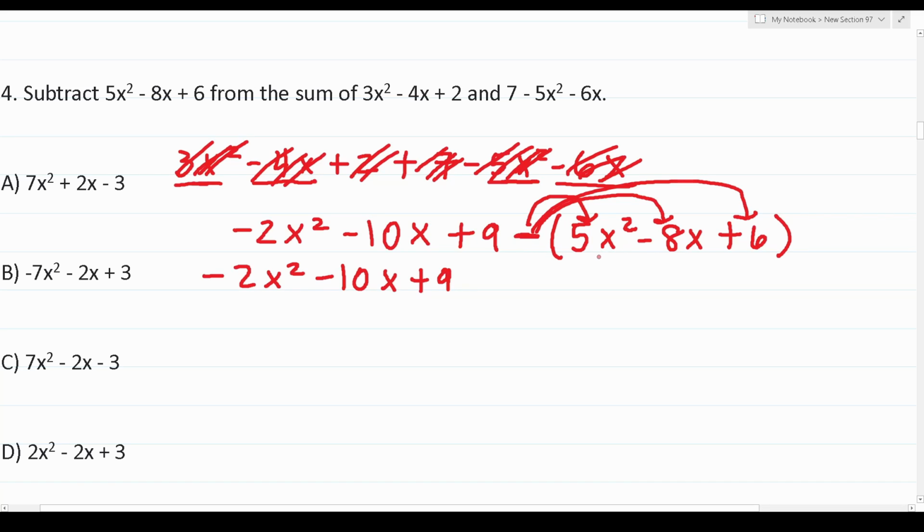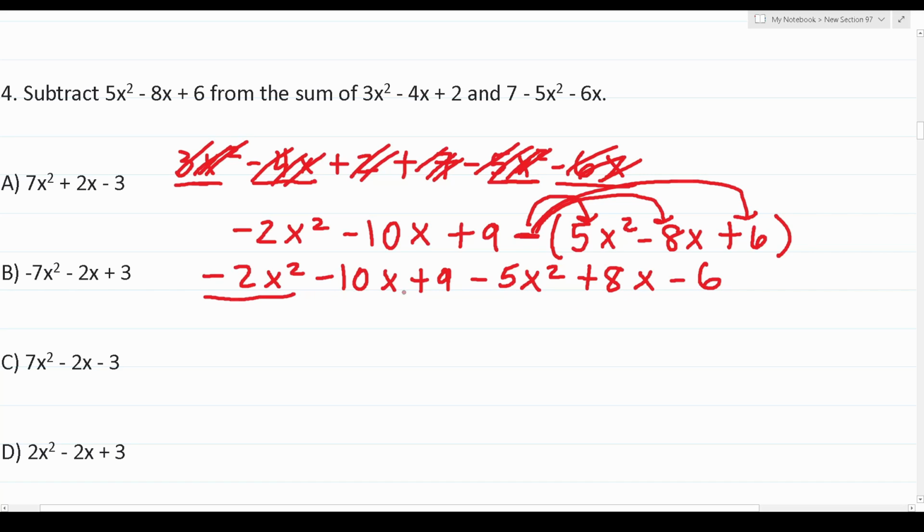This becomes negative 2x squared minus 10x plus 9. Negative times positive 5x squared is negative 5x squared. Negative times negative 8x is going to be plus 8x. Again, a negative times a negative is a positive. And a negative times positive 6 is negative 6. All right, so let's go ahead and start combining like terms again.